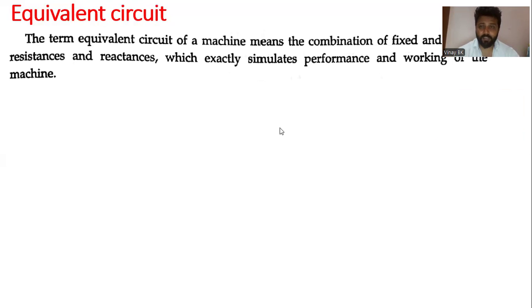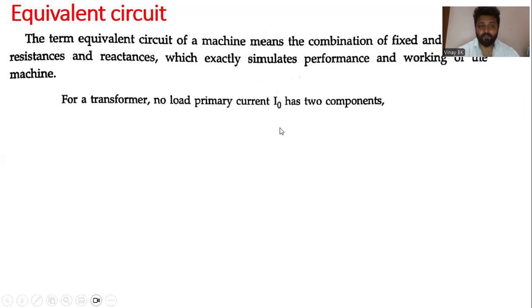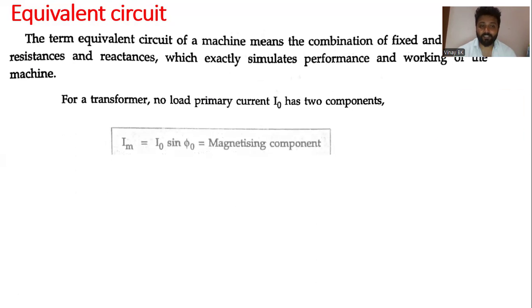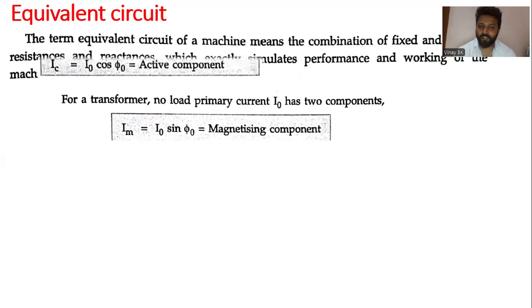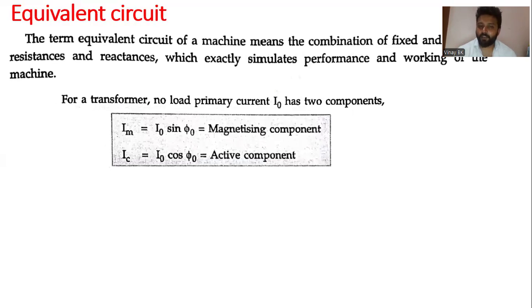Okay, so you can see for a transformer, if we have a no load transformer, it has a no load primary current, as I explained in a previous video. It has two components. One is IM, that is the magnetizing component, which is responsible to produce alternating flux, and it is given by I naught sine phi naught. Similarly, one more is the active component. You can also call this the core loss component. It is responsible to produce iron loss or core loss. It is given by I naught cos phi naught.